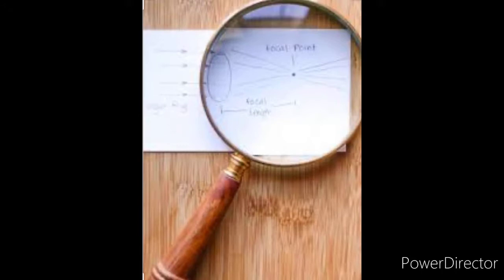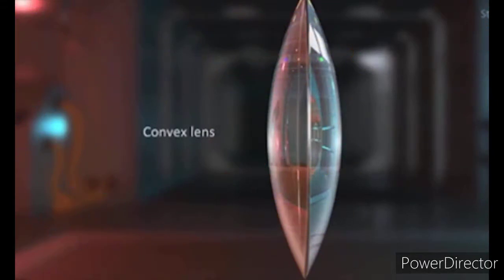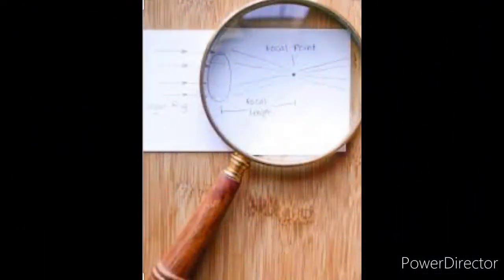A magnifying glass consists of a convex lens, which has a center that is thicker than its edge, as you can see in front of you. When light passes through a convex lens and into your eye, the image you see is magnified. Magnification changes how you can see objects and reveals details you may not have known were there.